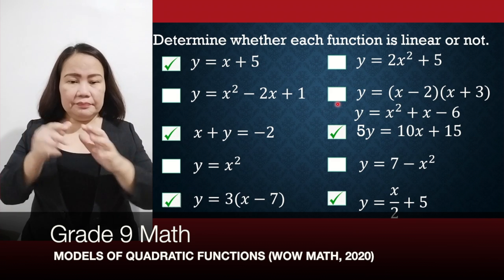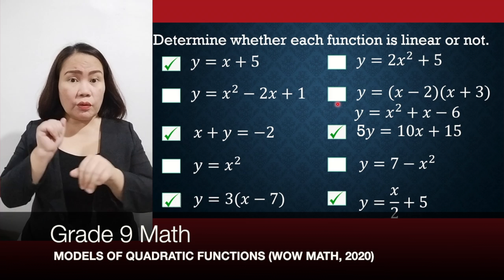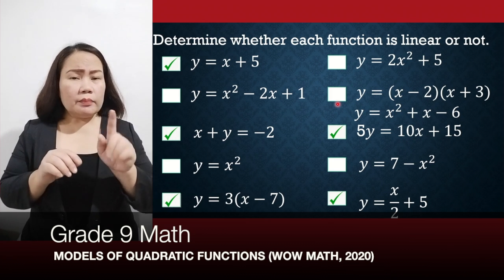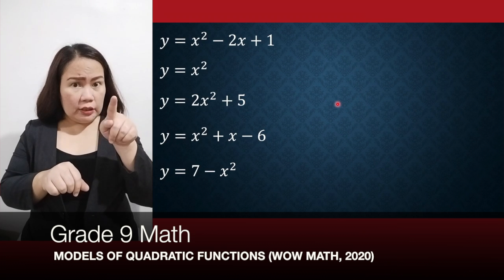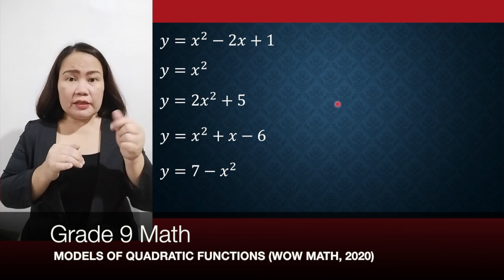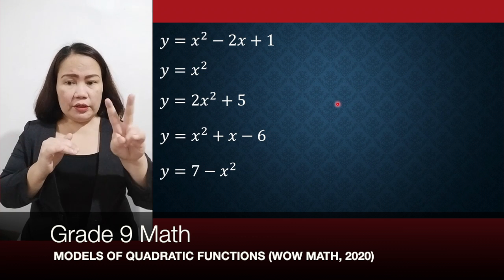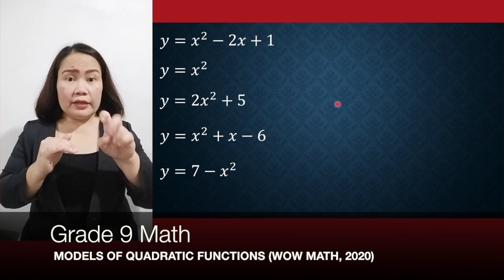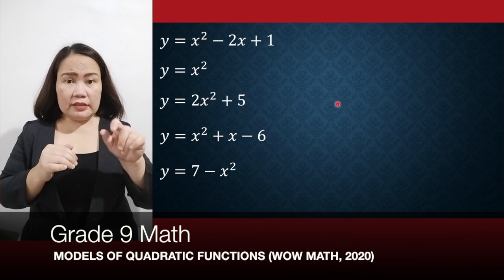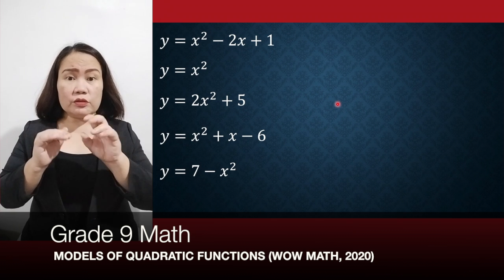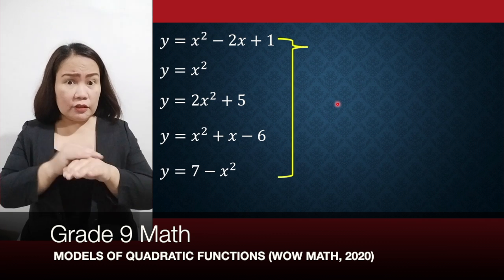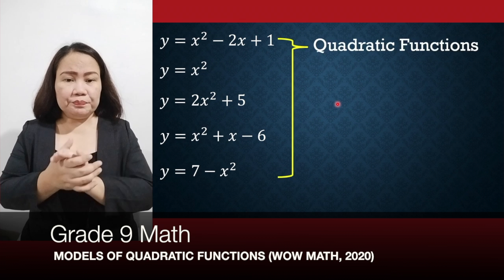Okay? Now, ano naman tawag natin dito sa mga naiwan? What do we call these functions na hindi naka-check? I have here y is equal to x squared minus 2x plus 1, y is equal to x squared, y is equal to 2x squared plus 5, y is equal to x squared plus x minus 6, y is equal to 7 minus x squared. Ano nga ba itong mga to? Kung hindi siya linear function, ano ang tawag natin dito? So, ito yung tinatawag nating quadratic functions.